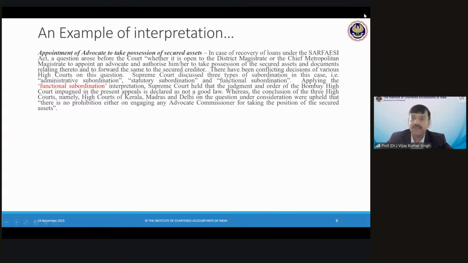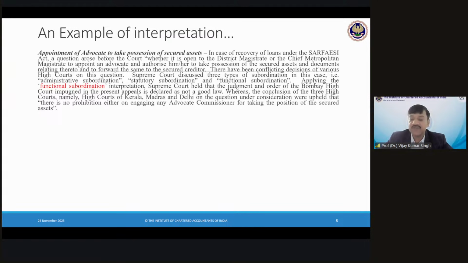You may be aware that whenever there is insolvency or maybe there is a loan default, under the SARFAESI, banks have powers to take into possession the hypothecated assets or property. And in this case, recovery of loans under the SARFAESI Act, the question arose before the court whether it is open to the district magistrate or chief metropolitan magistrate to appoint an advocate and authorize him to take possession of the secured assets and documents relating thereto and to forward the same to the secured creditor.